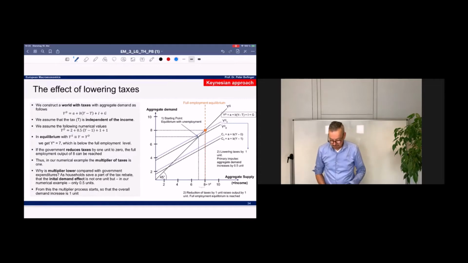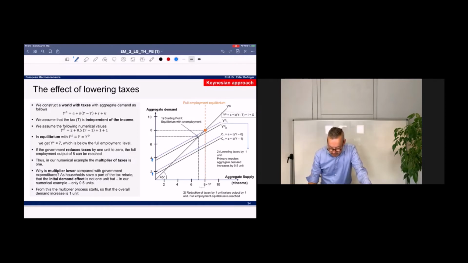When the tax is reduced, our aggregate demand shifts upwards in both cases. And it shifts upwards by half a unit. This is due to the fact that if the households have to pay 1 unit of taxes less, they save 50% of the 1 unit, and the other 50% they spend, and so aggregate demand goes up by 0.5, and this is the upward shift of the aggregate demand curve.